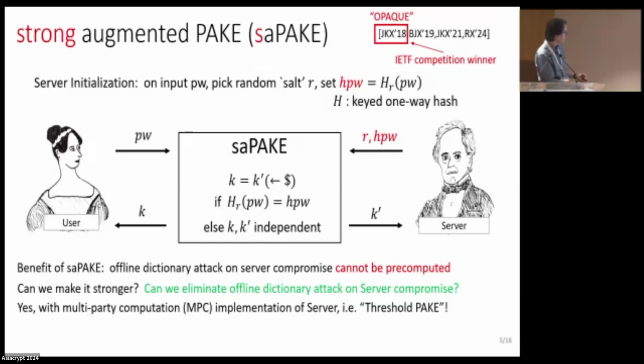So here in this talk, we will try to make this stronger. And how? Well, if the server is compromised, then you can make offline dictionary attacks. So this could be made stronger by thresholdizing this part. So do not store this value in a single place, but secret share it, and then emulate the server with multi-party computation. And this type of approach is called threshold password authenticated key exchange.